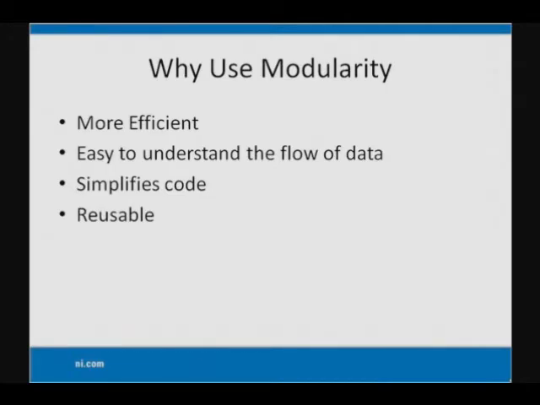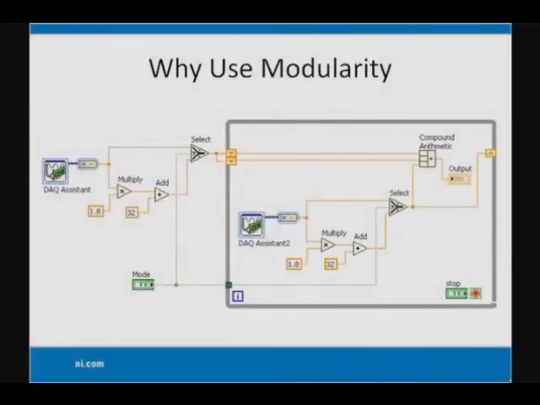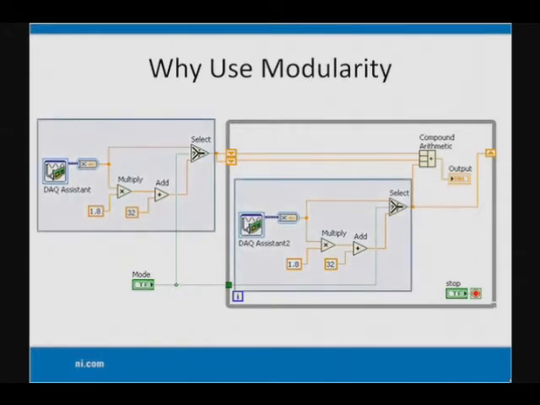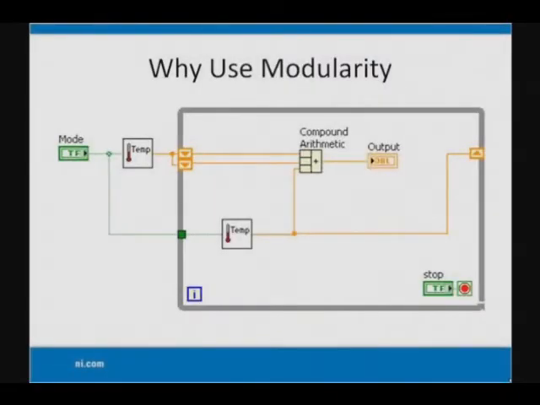Let's take an example. Here is some code that has two sections that are identical. If we replace each section of code with a SubVI, we'll simplify our code and make it easier to understand what's going on. Here you can see we've replaced those sections of code with a SubVI. The block diagram seems less cluttered and we can understand what is happening.